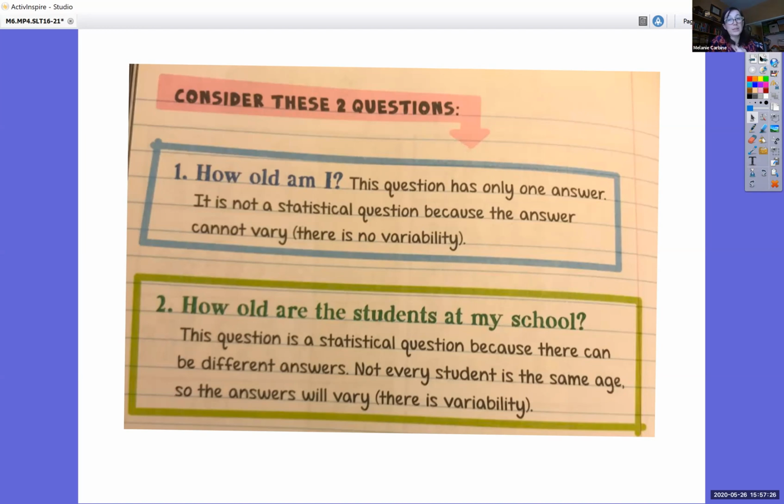How old am I? Not a statistical question. How old are basketball players in the NBA? Statistical question. How old are the students at my school? That is a statistical question. It's not a huge variability. It's probably between 10 and 14, but it is statistical.